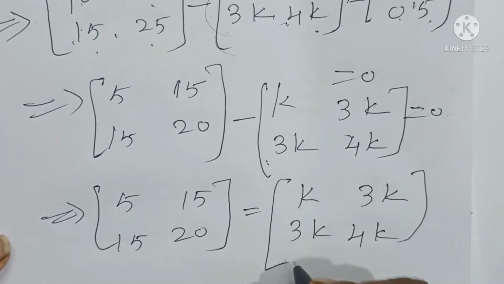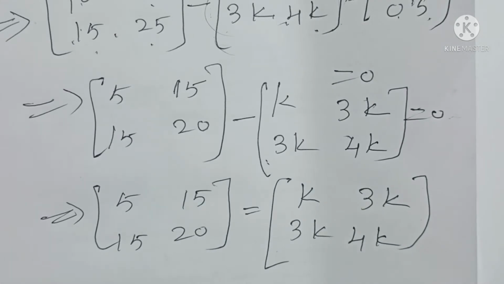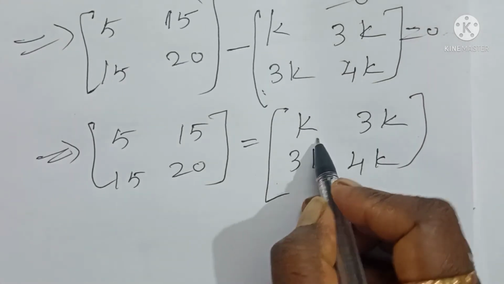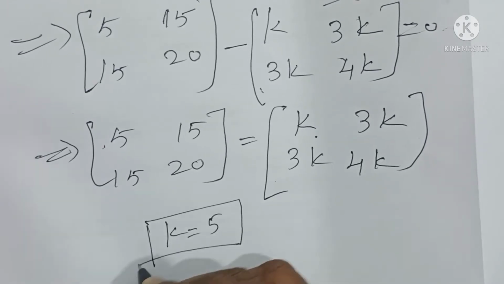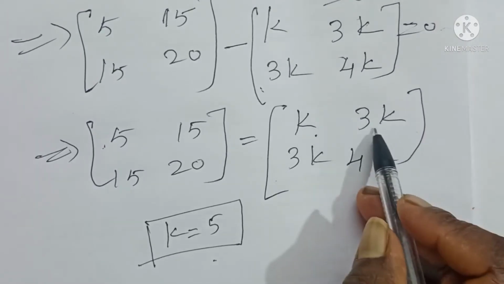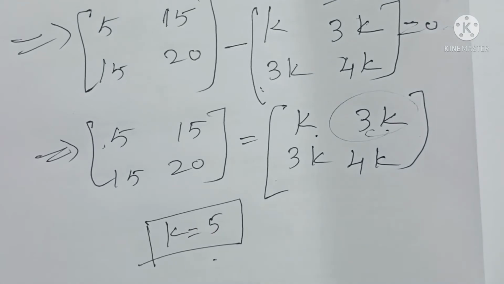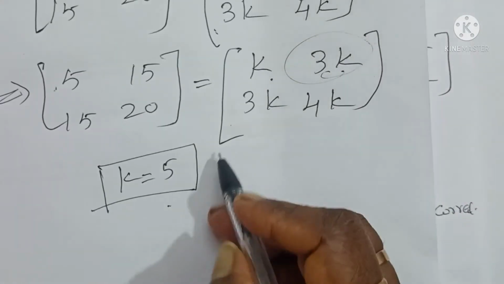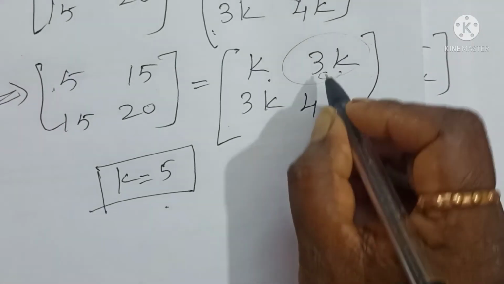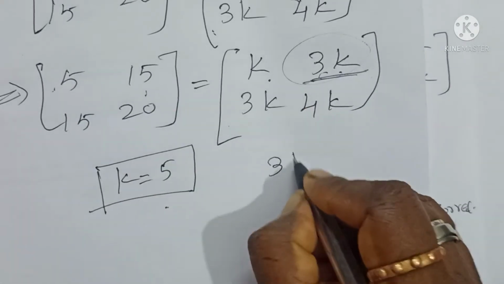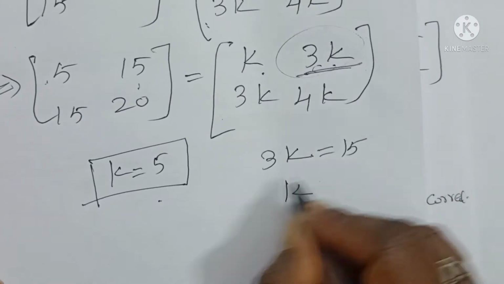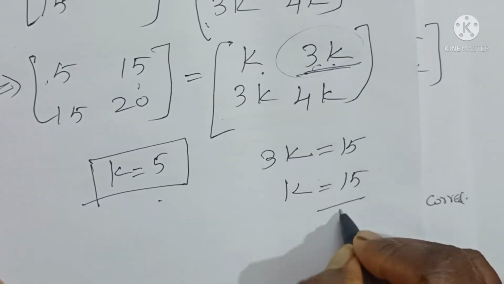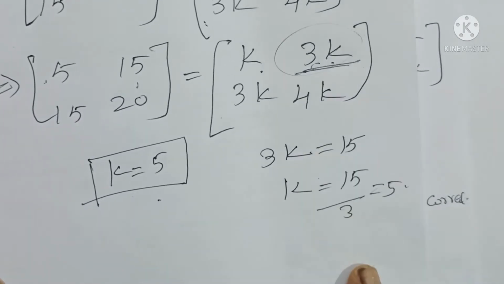If two matrices are equal, it means the corresponding elements are equal. So what is k? k is equal to 5. So the value of k is equal to 5. You can check, you can take another element also, and you will get the value of k as 5. Let's do this. 3k is equal to 15, correct? If you take this also, you will get the value of k, which is equal to 15 by 3, which is equal to 5. Again you will get 5.